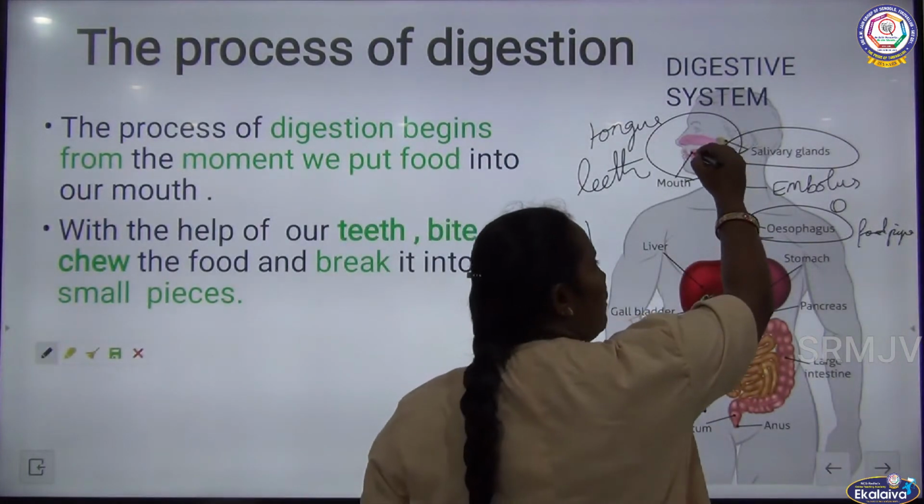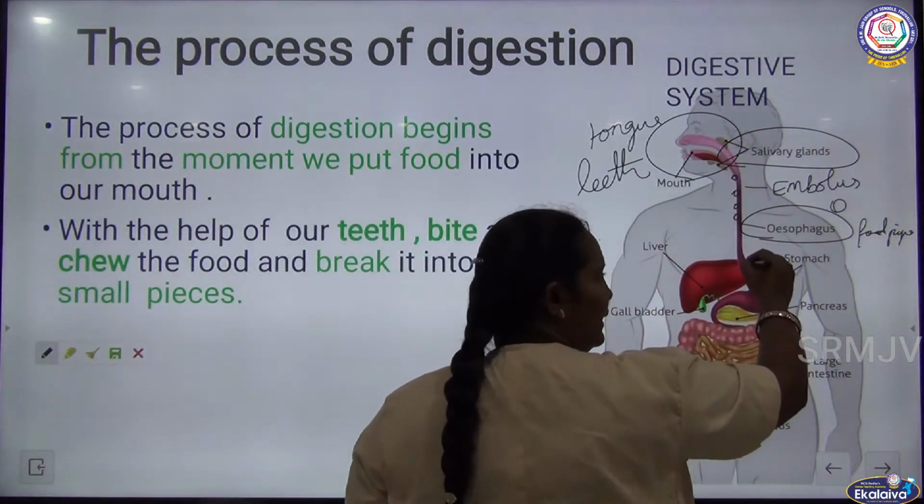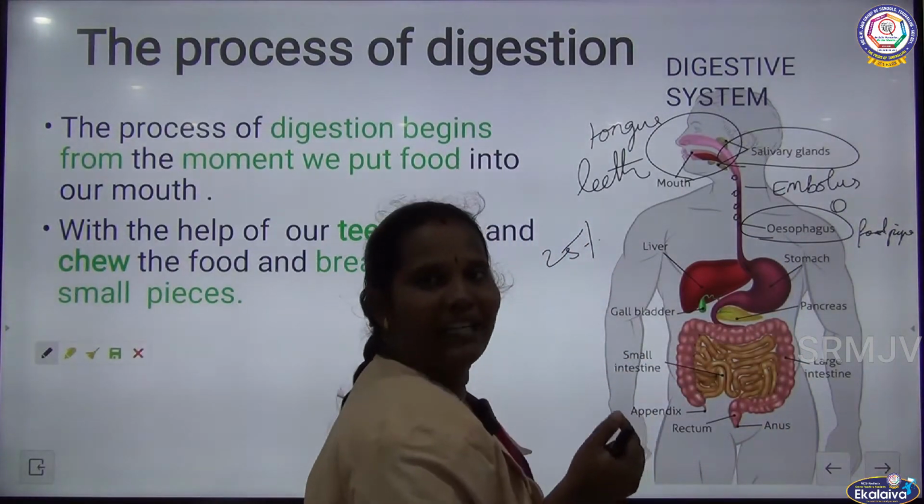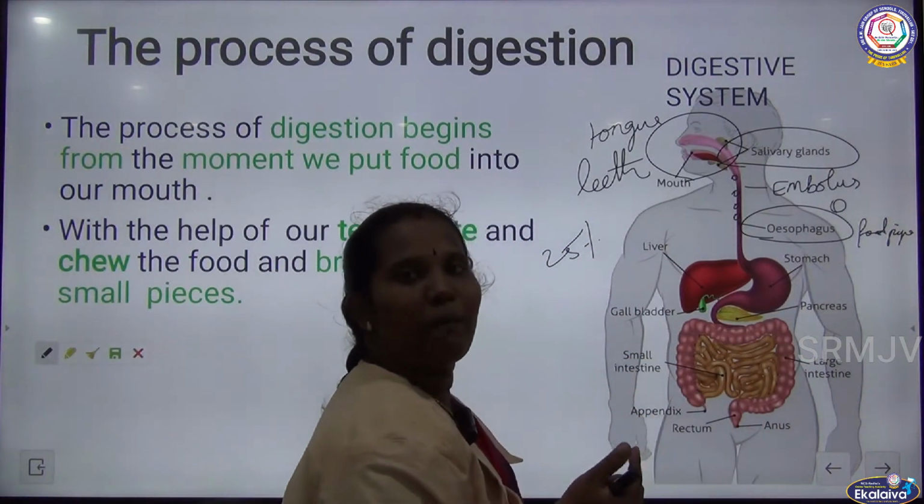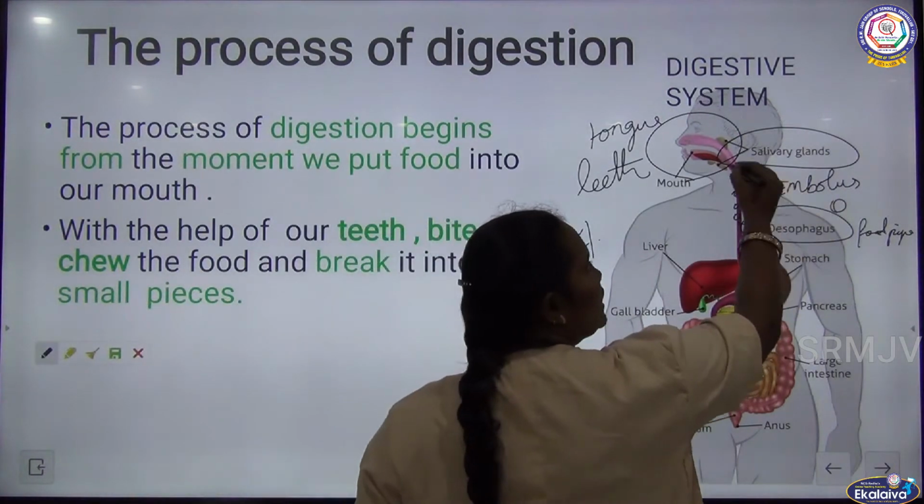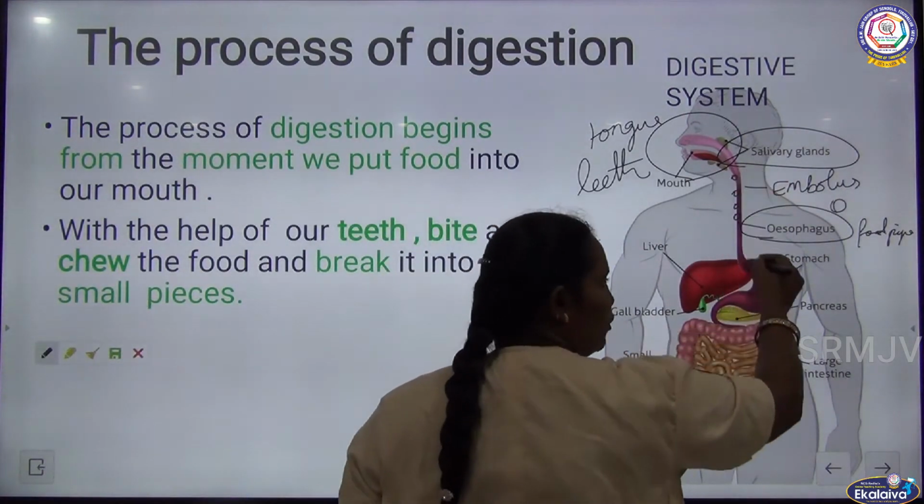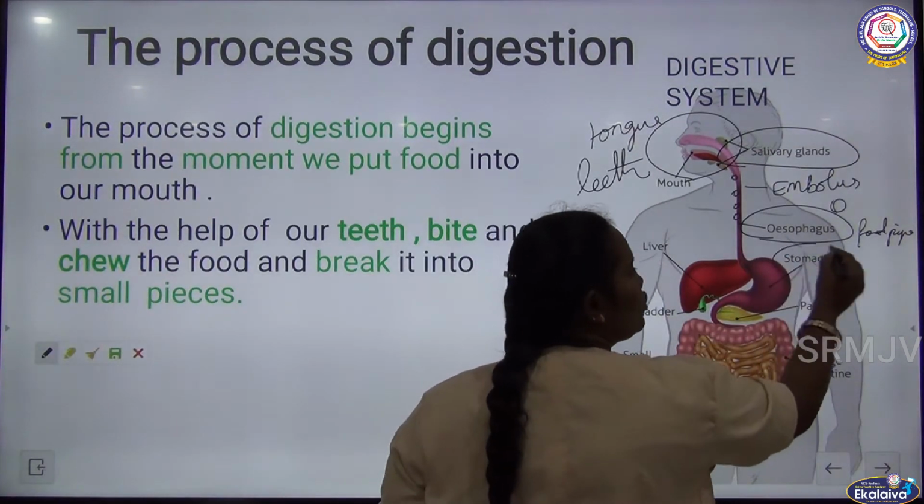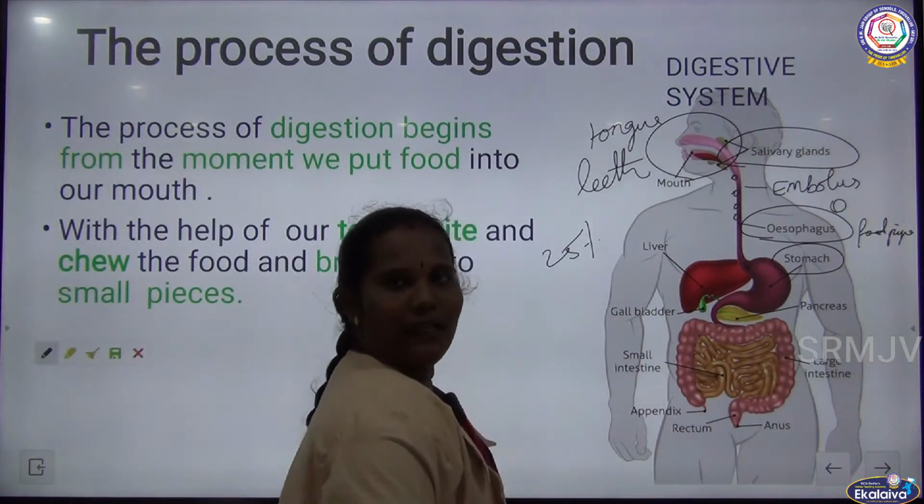From our mouth till the stomach, we have one pipe, a muscle pipe. It is called the food pipe. Food pipe means esophagus. This embolus, the food ball, moved from this place. After that, it entered the stomach.